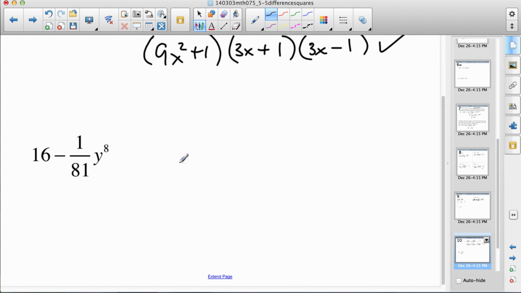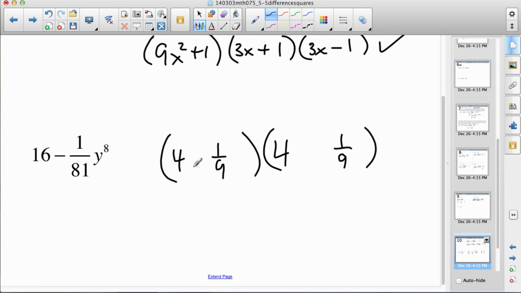Here's the last one with a fraction. Same kind of game though. 16, so I put a 4 and a 4. 1 over 81 would be 1/9 times 1/9. And then it's a y to the 8th, so this one would get y to the 4th and this would get y to the 4th. One's minus, one's plus. Oh no, I could factor that one again.